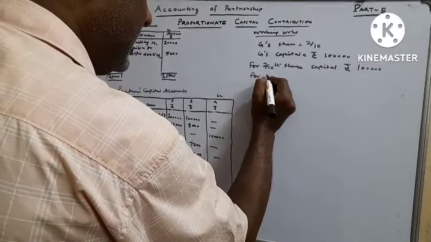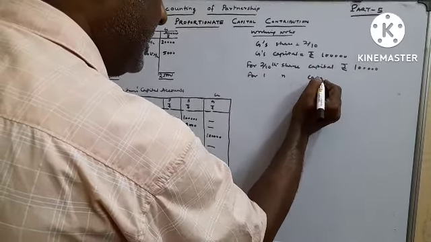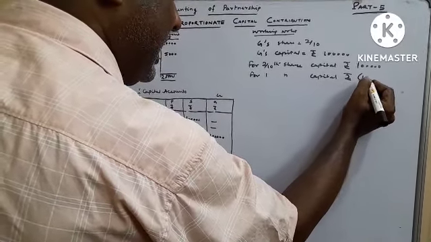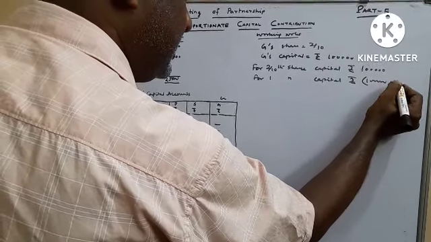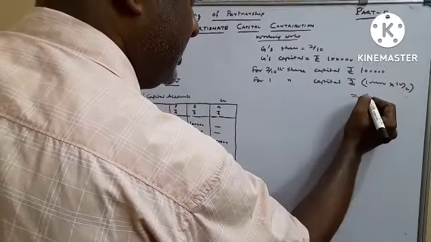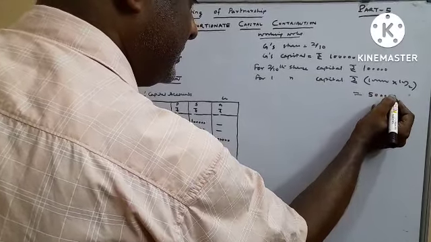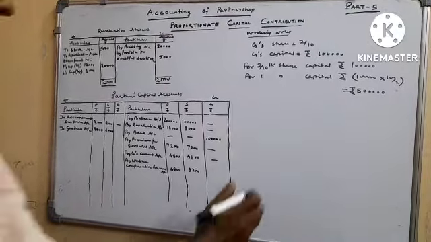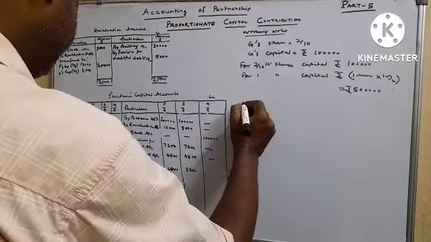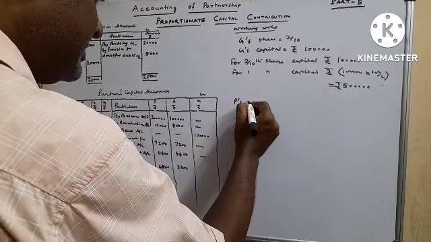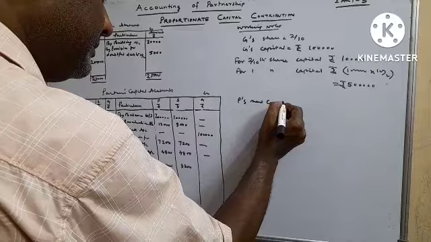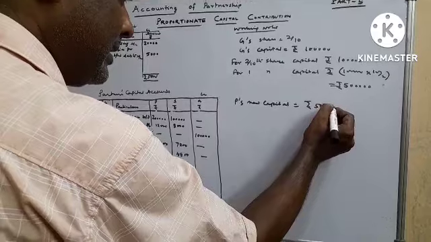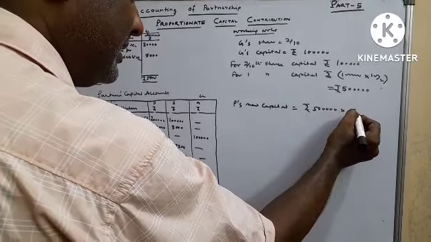For 1 share, capital will be how much? Capital 1 lakh into 10 by 2 equals to, it will be how much? 5 lakh. This 5 lakh will be distributed in what ratio? New ratio 5:3:2. Now we have to find out P's new capital equals to 5 lakh into 5 by 10.